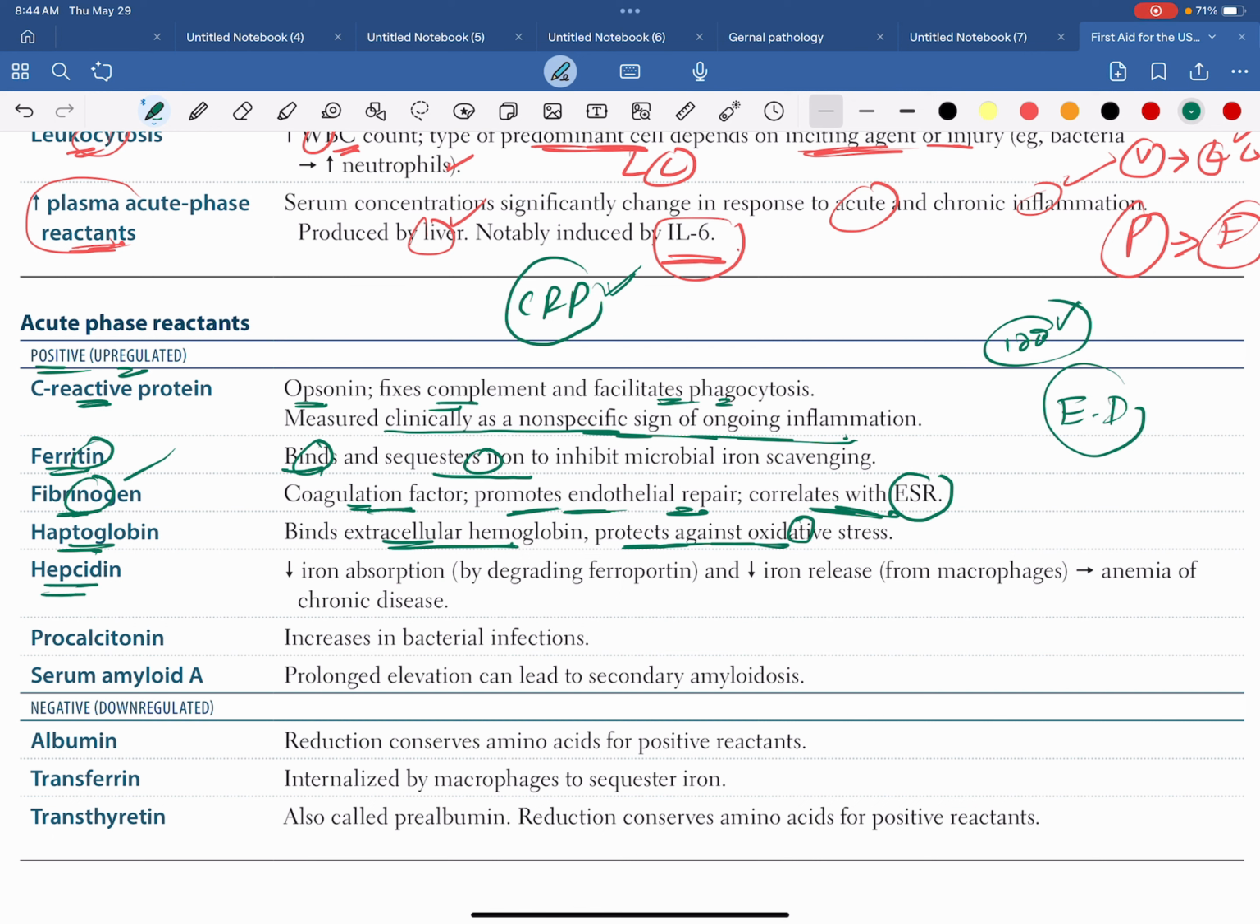Then after that, we have the hepcidin. Hepcidin is going to decrease the iron absorption by degrading the ferroportin, and also decrease the iron release from the macrophages. So during the inflammation, you get the anemia of chronic disease, and that is a very important MCQ.